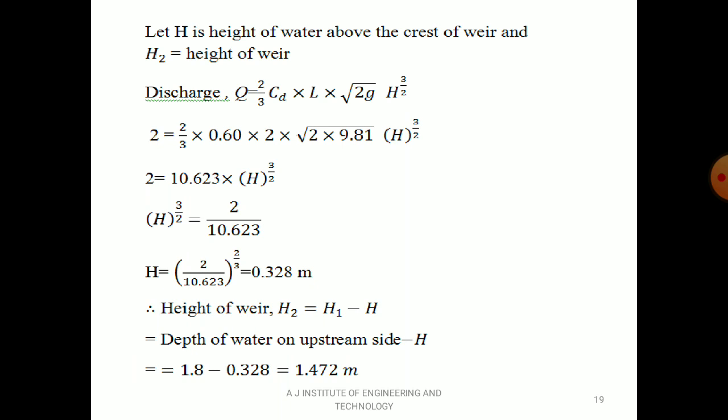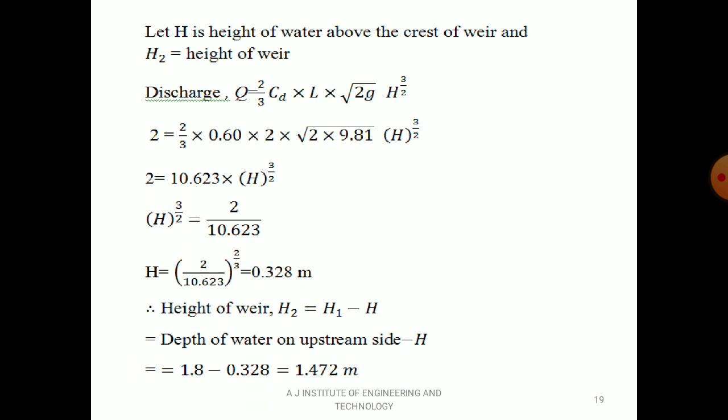So discharge Q equal to 2 by 3 CD into L into square root of 2g into H to the power 3 by 2. Discharge is given. So 2 equal to 2 by 3 into 0.60 into length 2 into square root of 2 into 9.81 H to the power 3 by 2. So 2 equal to 10.623 into H to the power 3 by 2, or H to the power 3 by 2 equal to 2 divided by 10.623.